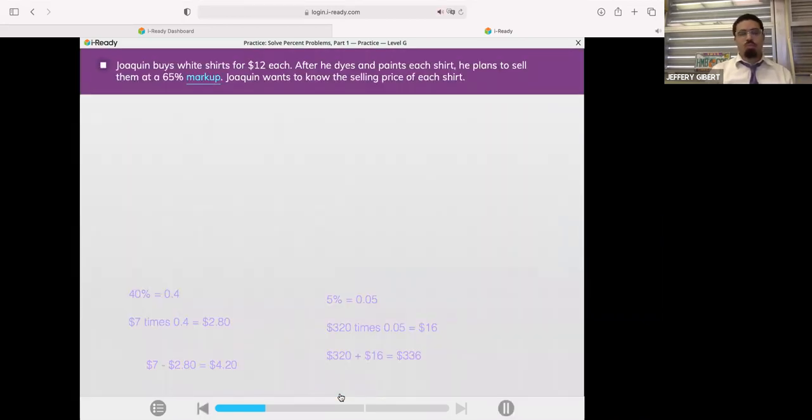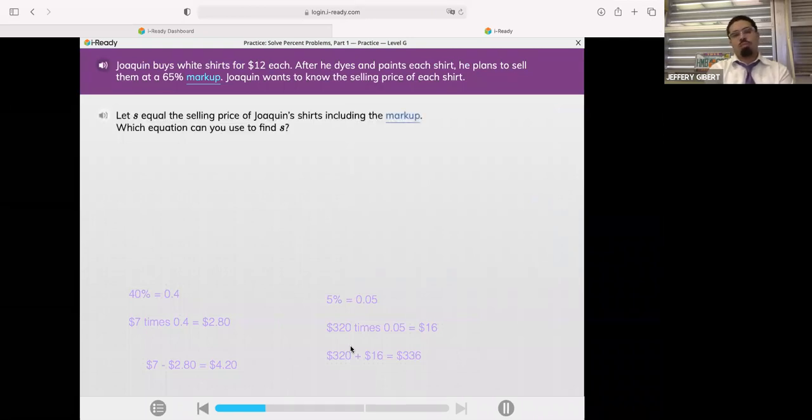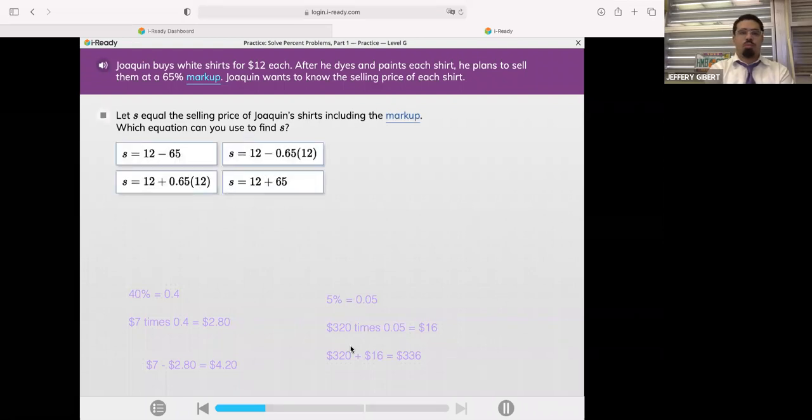Joaquin buys white shirts for $12 each. After he dyes and paints each shirt, he plans to sell them at a 65% markup. Joaquin wants to know the selling price of each shirt. Let S equal the selling price of Joaquin's shirts, including the markup. Which equation can you use to find S? All right, so it's a new section, so I'll do the first one, then I'll call on somebody to help me with the next one.